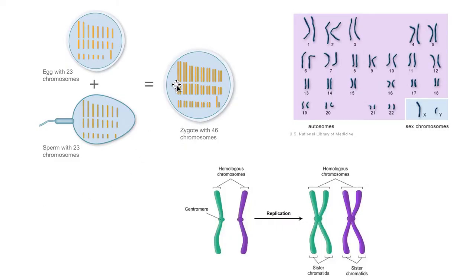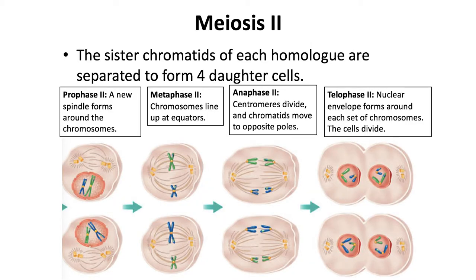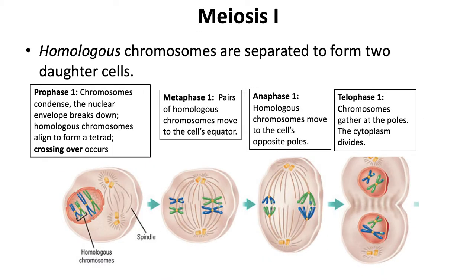All right, so in a zygote, we have 2 copies of each chromosome. They're in pairs. These pairs are the same size, they're the same shape, and we call them homologous pairs. All right, so that's what we're talking about here. Now, in meiosis 1, the homologous chromosomes are going to be separated.